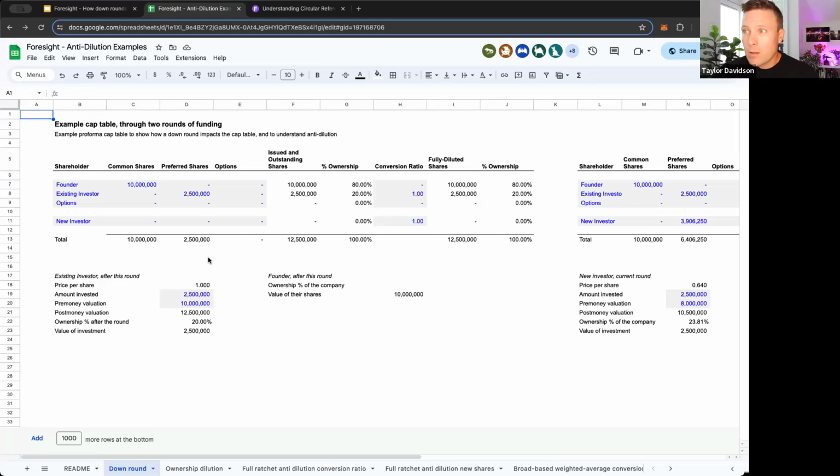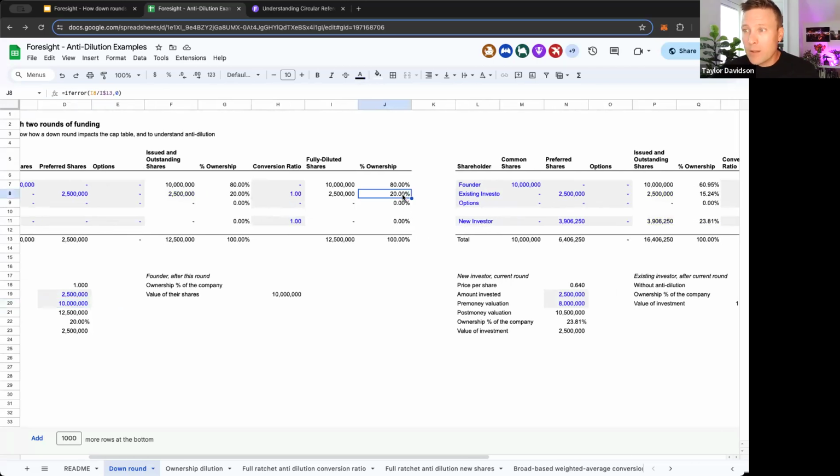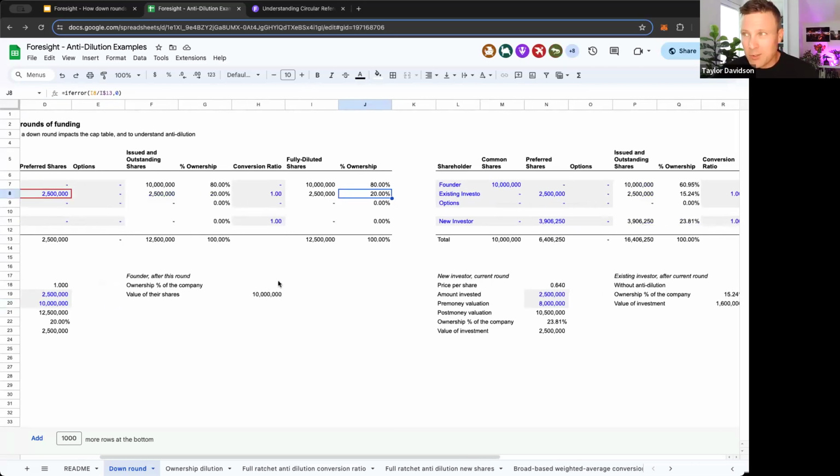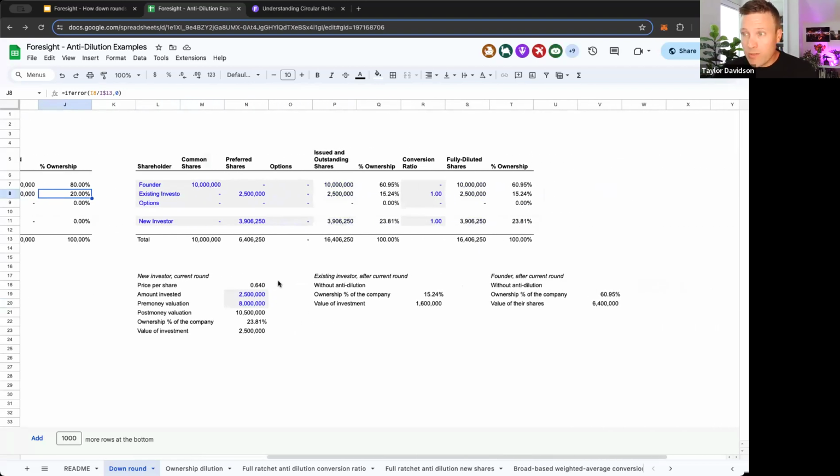So this example is the down round, and it basically shows what happens if there's a down round. Going back to the example we shared in the slides before, the investor bought 2.5 million shares at a 10 million pre, paid $1 per share, owns 20% of the company, and the value of their investment is $2.5 million. So in the example, a new investor comes in and invests $2.5 million, but at an 8 million pre. We do the calculations to figure out what the new share price is that this investor is paying, and what happens to the existing investor. That's what this highlights. Before, they own 20%, now they own 15%, and their investment went from 2.5 million to 1.6 million.